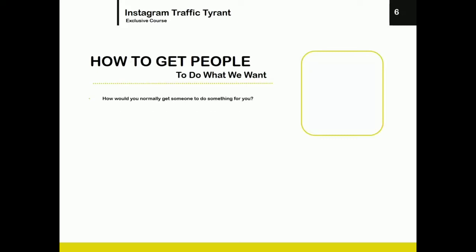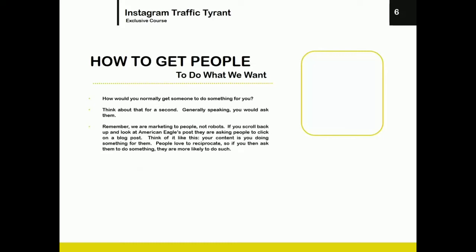How to get people to do what we want. How would you normally get someone to do something for you? Think about that for a second. Generally speaking, you would ask them. Remember, we are marketing to people, not robots. If you scroll back up and look at the American Eagle post, they are asking people to click on a blog post. Think of it like this: your content is something you do for them. People love to reciprocate, so if you ask them to do something, they are more likely to do so. Asking your audience to do something is commonly known as a call to action, and you should have a call to action for all of your marketing efforts when applicable.